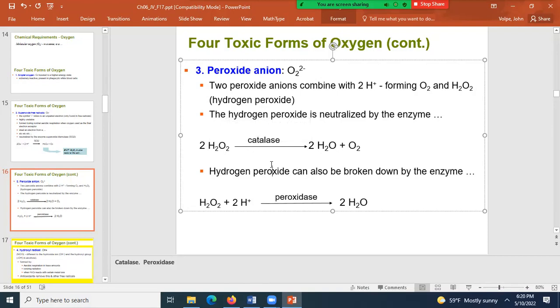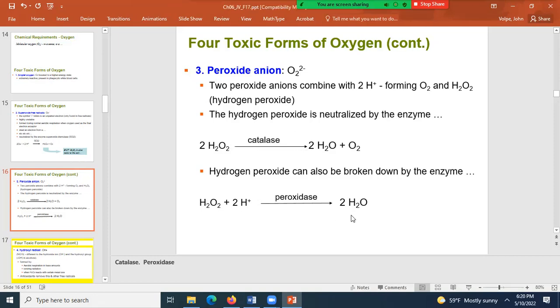Some cells live in oxygen but don't have the enzyme catalase. And what they are relying on is the enzyme peroxidase, which can convert hydrogen peroxide and 2 hydrogen ions into 2 water molecules. All organisms that live in oxygen have to have either catalase or peroxidase, and a few cells even have both enzymes. Any question about any of that?